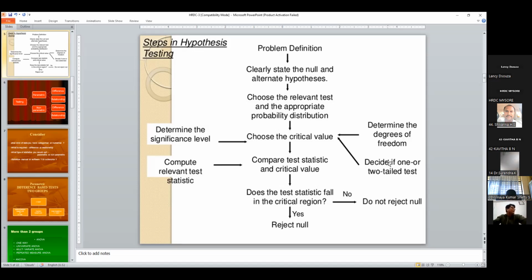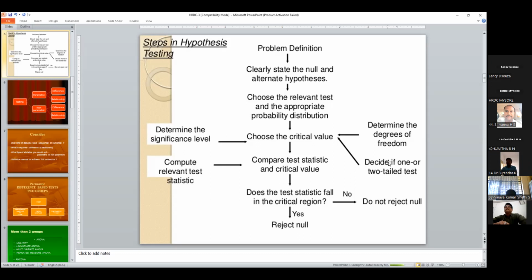Then once you decide, and now you get your test statistic, and the critical value is there, your calculated value. Now you check with the table value or the test value which is fixed. Accordingly, if your calculated value is equal to or more than the table value, then you say null hypothesis rejected. If your calculated value is less than the table value, then you say null hypothesis accepted. So whatever it may be.